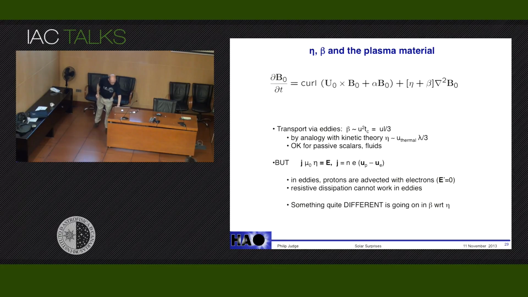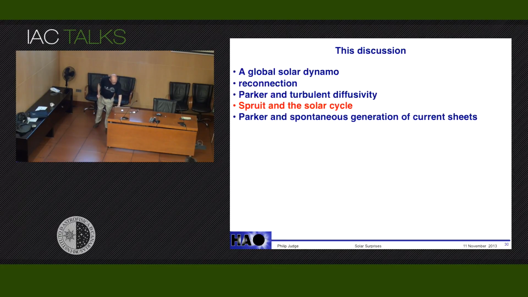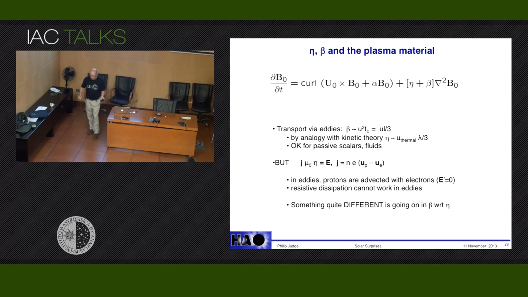I don't think I have much more to say on this subject in terms of turbulent diffusivity, except that the best answer I can think of is that it comes from a kinematic mean field approach to the induction equation alone.